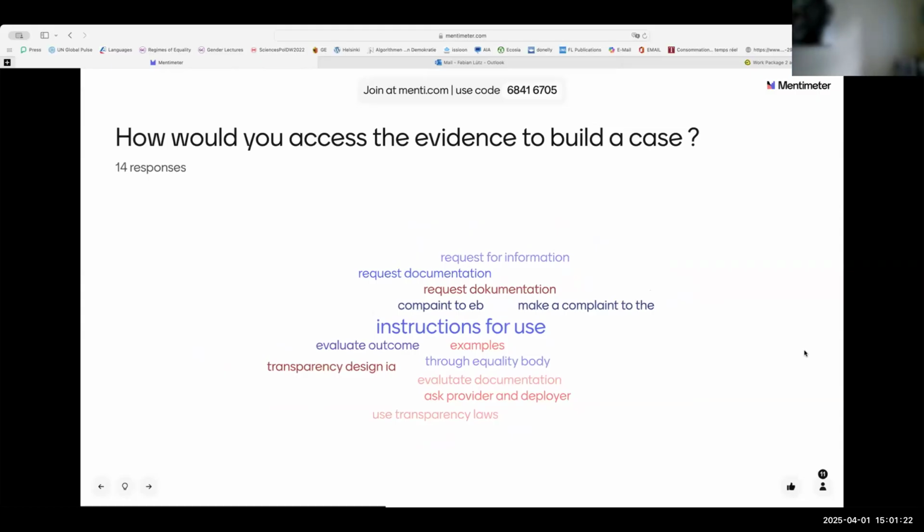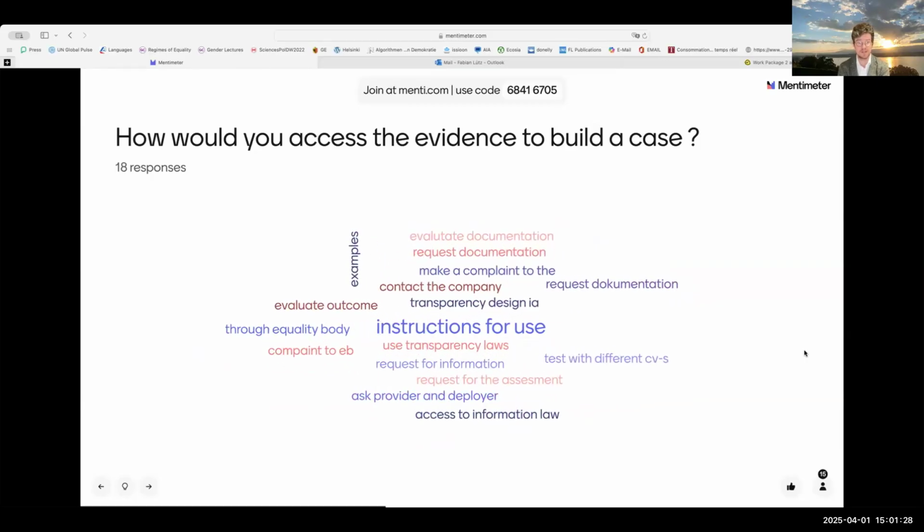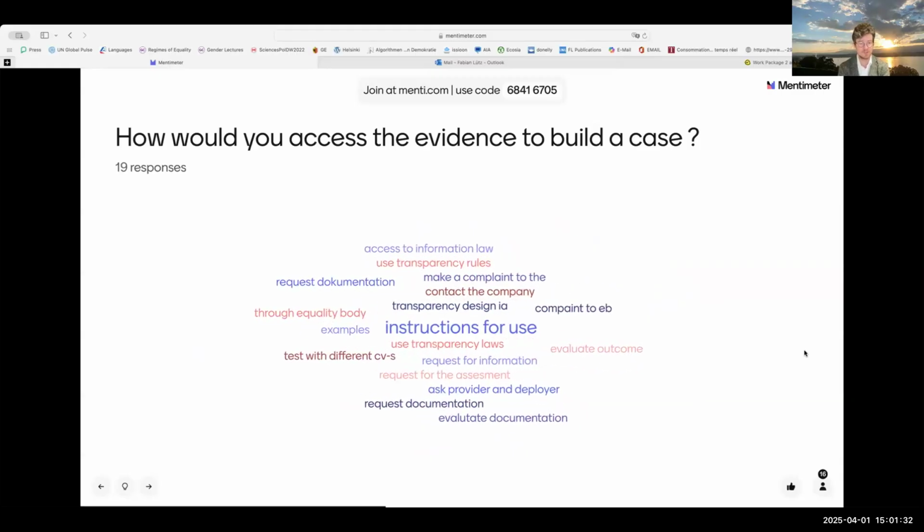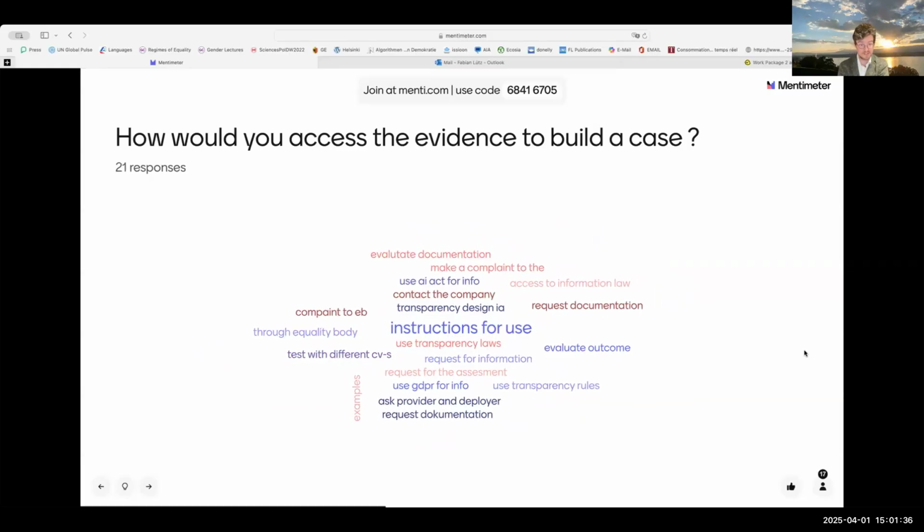Now the answers are popping in. I see many good things. Requesting information, documentation, making use of the rights. Of course, you can complain also to the equality bodies, and then they do their part. Very interesting answers. Test with different CVs. That's a very, very good idea.